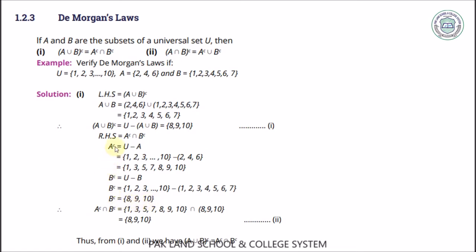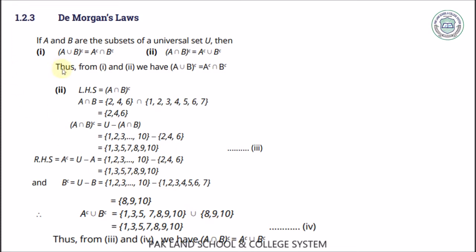Now we'll take A complement set and B complement set intersection. The intersection answer is 8, 9, 10. This is equation 2. Thus from 1 and 2 we have A union B whole complement equal to A complement intersection B complement. Now the second law, A intersection B whole complement equal to A complement union B complement.